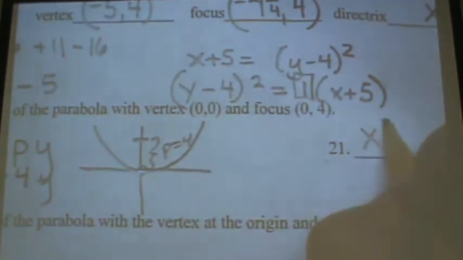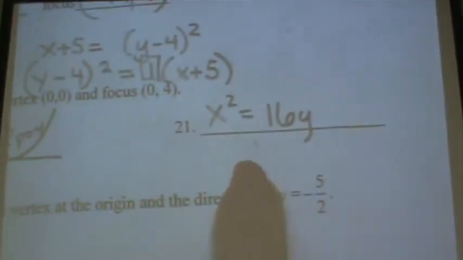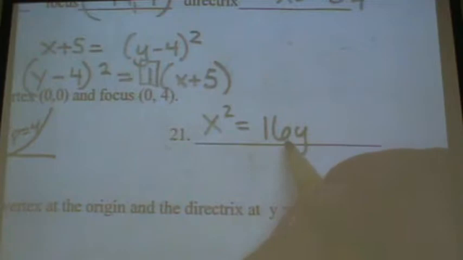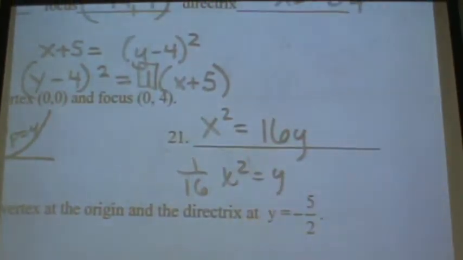And I would write this as x squared equals 16y. Now, can you rewrite this equation at all? Is there another way, because it's a multiple choice test? You could get rid of this and make this 1/16 x squared equals y. Those are both good answers.